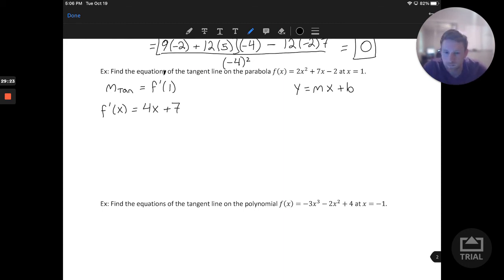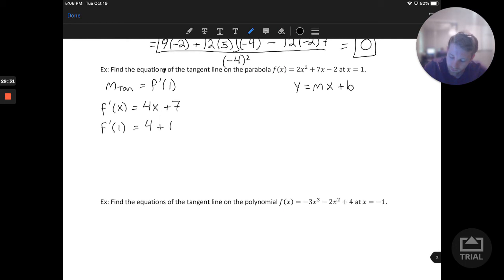And evaluating this at 1, we have the value of 4 times 1 plus 7, which is 11. So there's our tangent line slope at 11. Another thing that we're going to need, since I have my slope, I have an x value, I want my actual functional value to be able to create a line here. I need at least a point and a slope to be able to find that intercept.